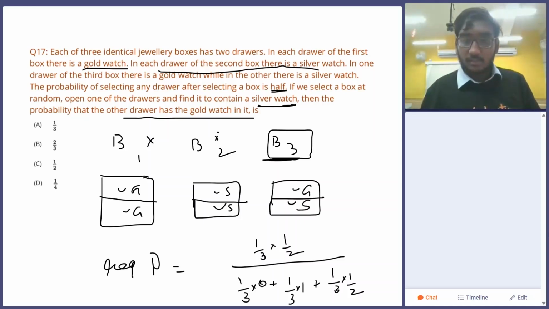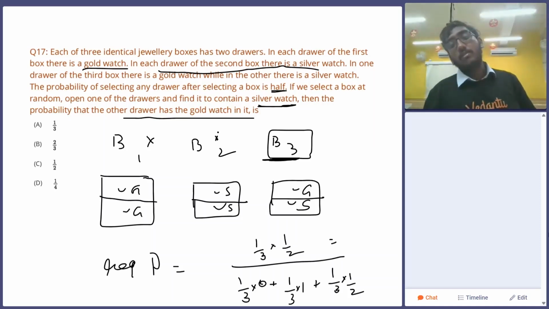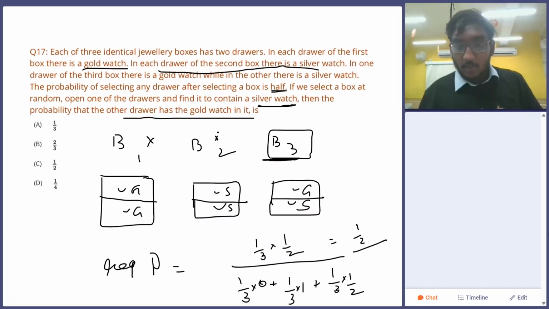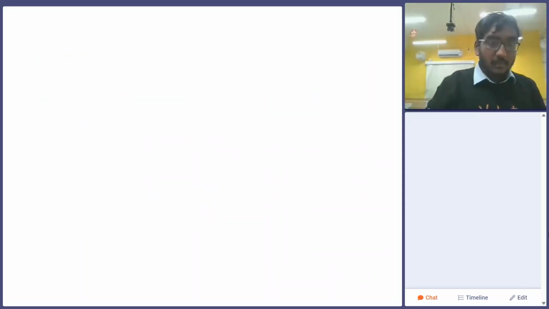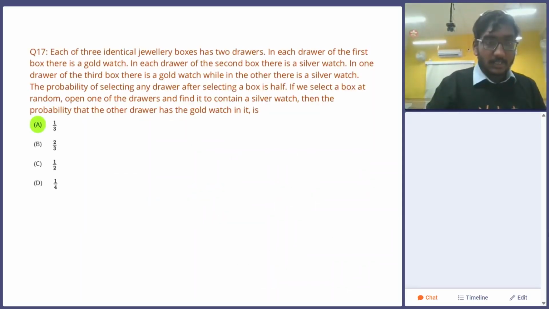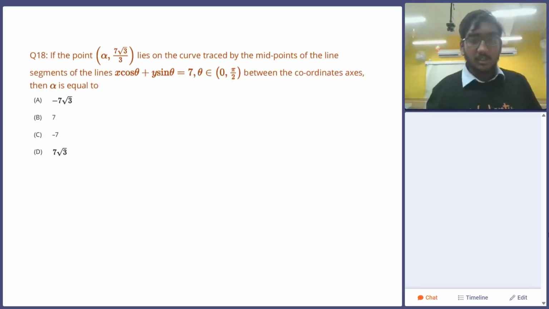Okay, so the final answer will be what? Finally, we just cancel 1 by 3, because 1 by 3 is the chance of this box B3, and then from that gold is half. So it will be 1 by 2 upon 1 plus 1 by 2, that is 3 by 2, correct? 1 by 2 upon 3 by 2 will be 1 by 3. Okay, so that is the answer. That is option A. 1 by 3 will be the answer. Yes. See, the data is complicated, but the question happens to be simple.